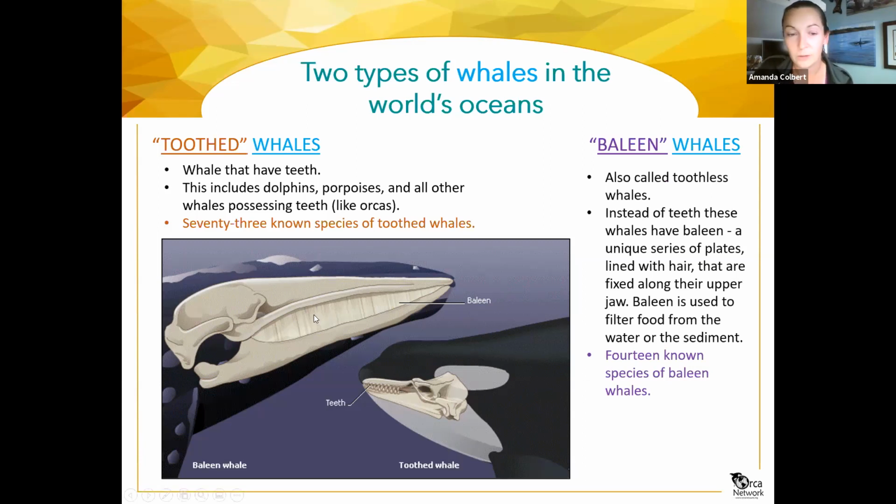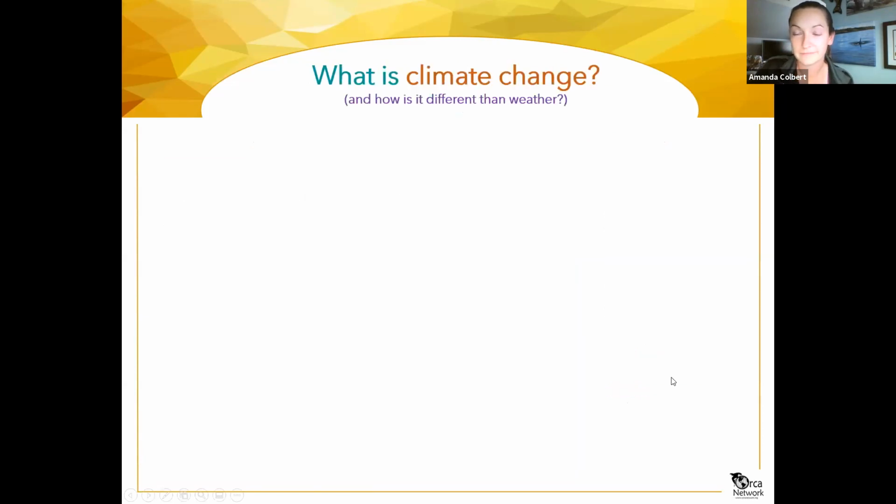And instead of teeth, if you notice here in the picture, they have a series of really fine plates, all stacked up together, and they're lined with hair fixed to the upper jaw. They actually use that baleen to filter their food, either from the water or from the sediment, instead of biting and chewing like our toothed whales that have teeth. And from what scientists have discovered and what we know so far, there are 14 known species of baleen whale.